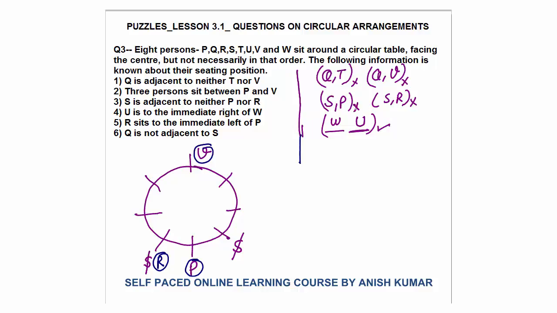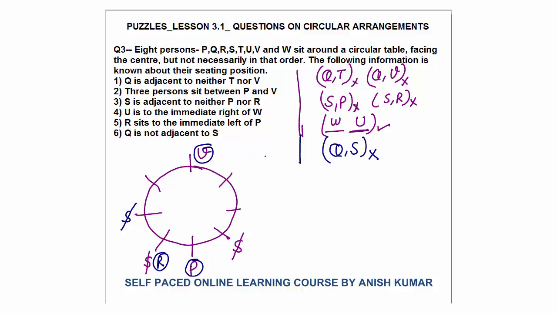Again, look at the symbolic notation. S is neither adjacent to P nor adjacent to R. So S will not be at this place also. Last line: Q is not adjacent to S. So I will write like this. I don't know where Q is, where S is. So Q is also not adjacent to S. Q and S are also not together. Now with the given information, I am not able to fill the exact positions of the remaining persons.